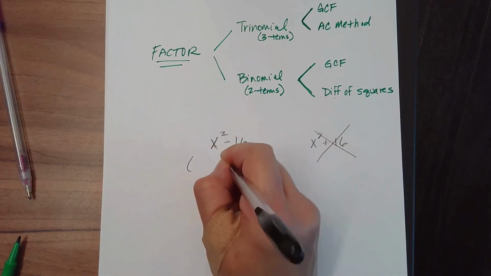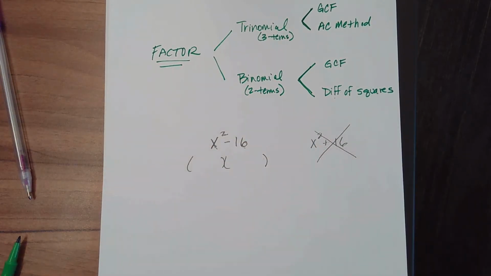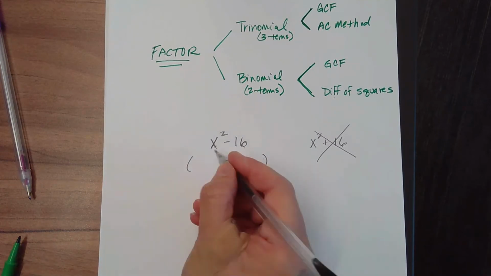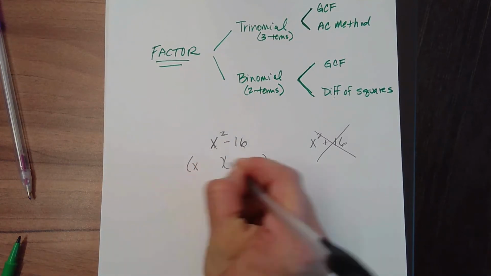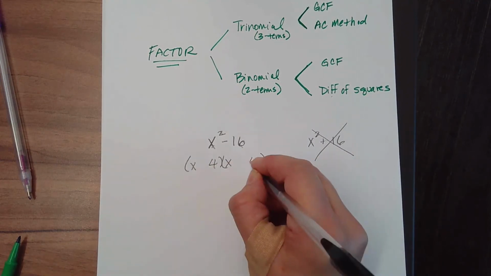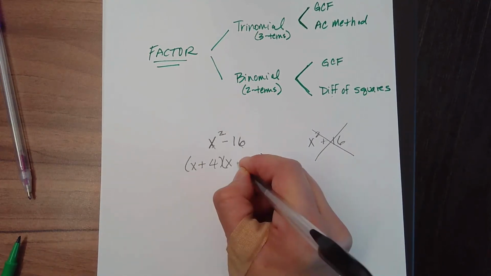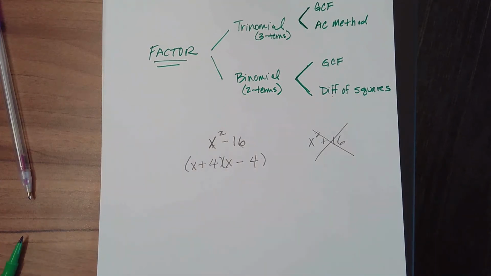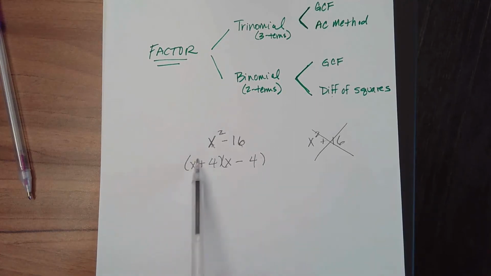How this factors is we set up our 2 sets of parentheses, and then you take the square root of the first term, and then you take the square root of the last term, and you make one parenthesis positive and one parenthesis negative. If you were to FOIL this out, that's the nice thing about factoring. You can always check your answers by FOILing this out.